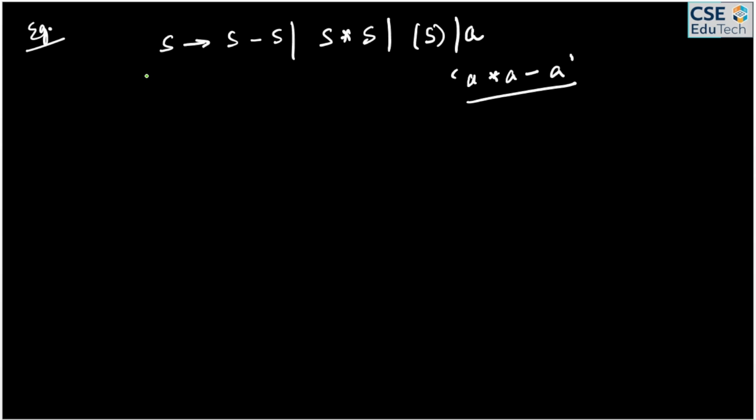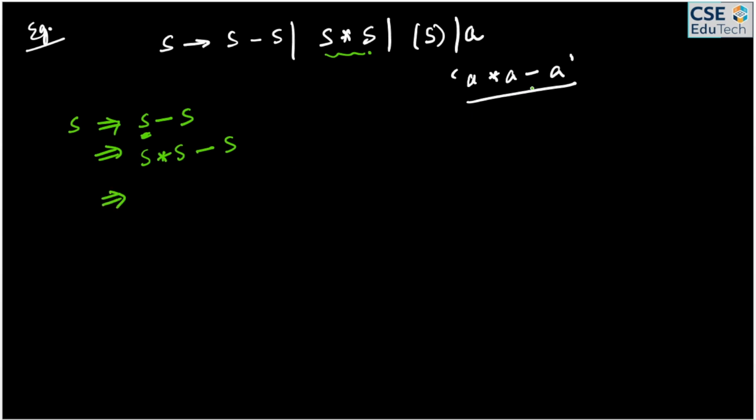So now we start from here, S derives S minus S. In the case of leftmost derivation, we have to replace the leftmost variable at every step. So this is the leftmost variable S, and we can replace these variables at every step. So we can replace this S by S using this production.